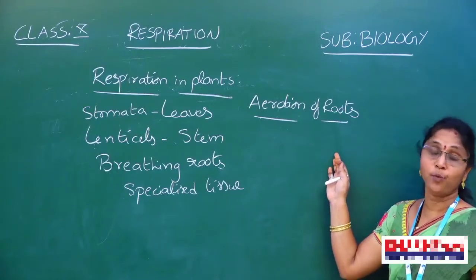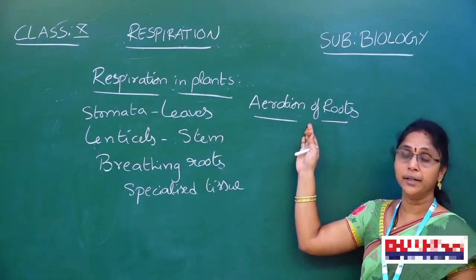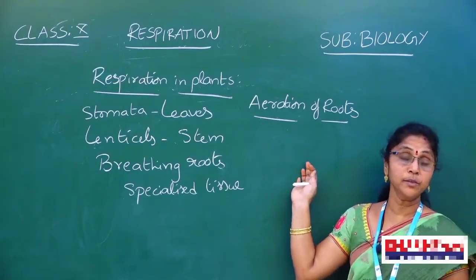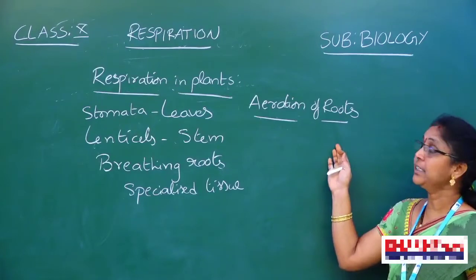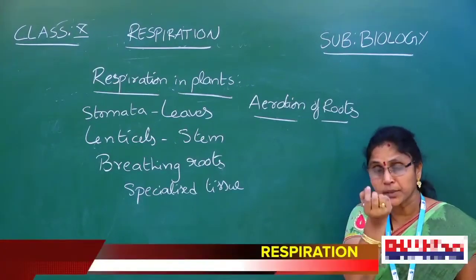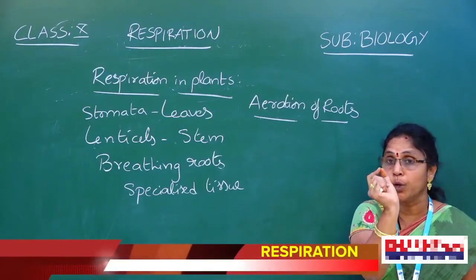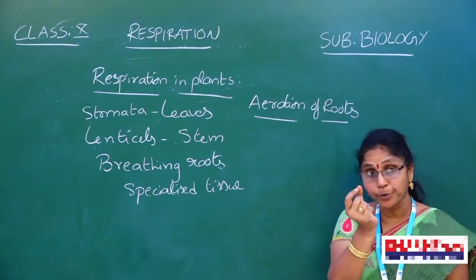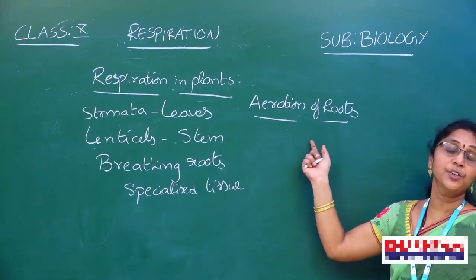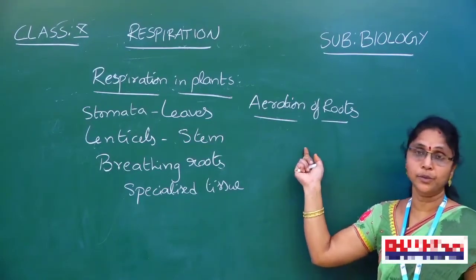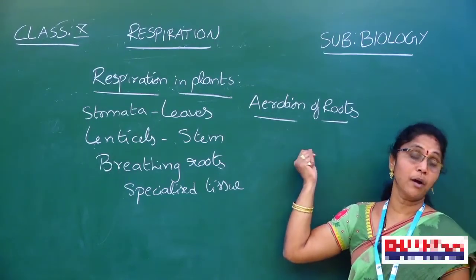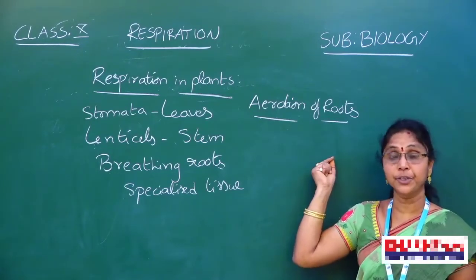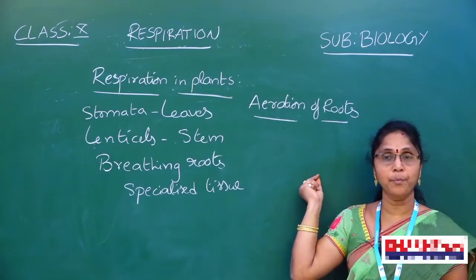Now, in those areas, there is some problem. The breathing roots are called pneumatophores. In these, the roots are protruding out of the soil, nearly 13 inches above the soil. Through these, the exchange of gases occurs in these roots. They are called breathing roots or pneumatophores. We can find this type of root-like structure in mangroves. The best example, mangroves.